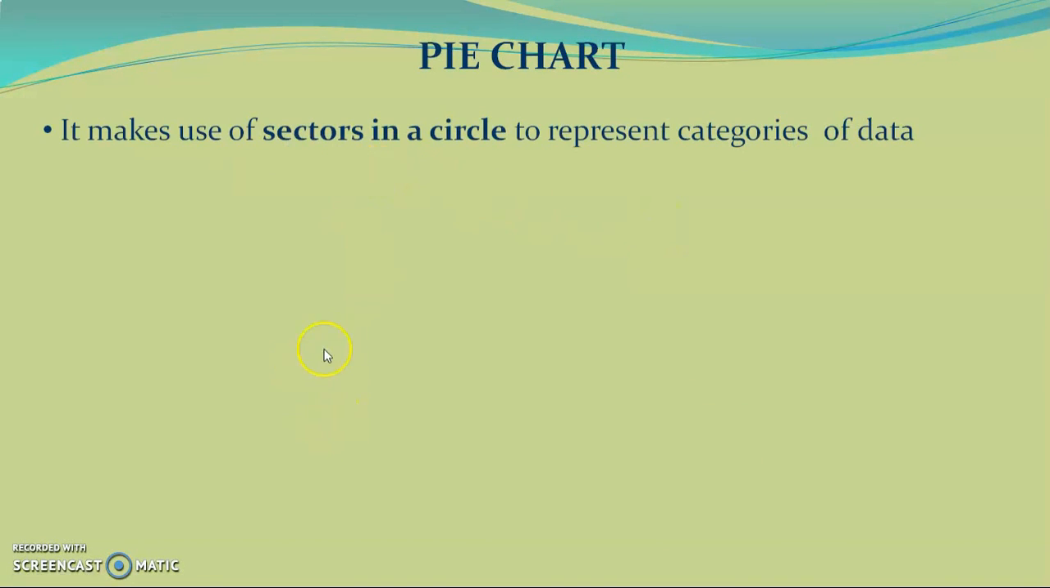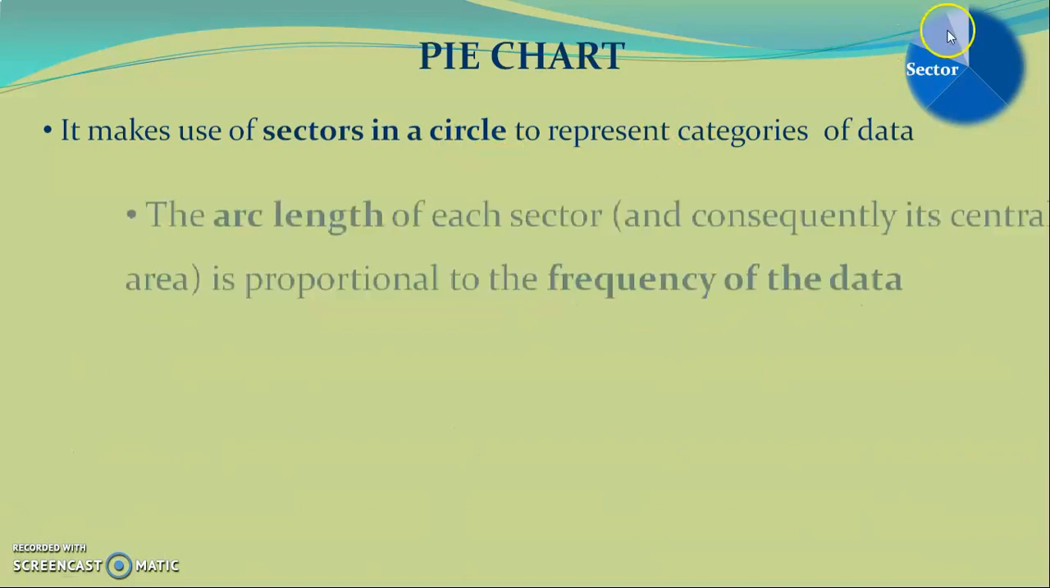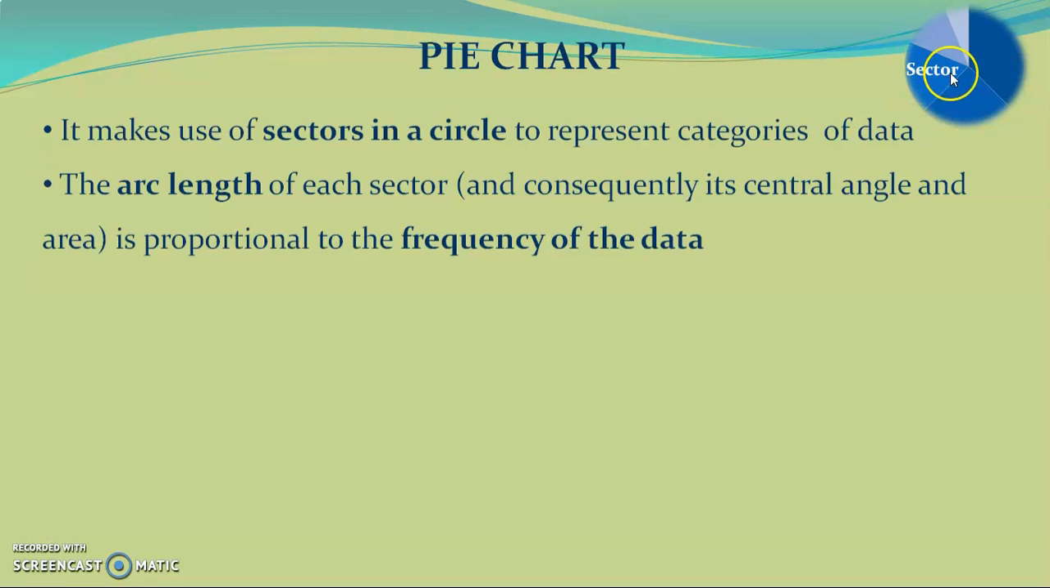Pie chart uses the sectors in a circle. So what is meant by a sector? In a circle, you can see a lot of sectors like this, and these sectors are used to represent the categories of data. And the arc length of each sector is proportional to the frequency of the data.